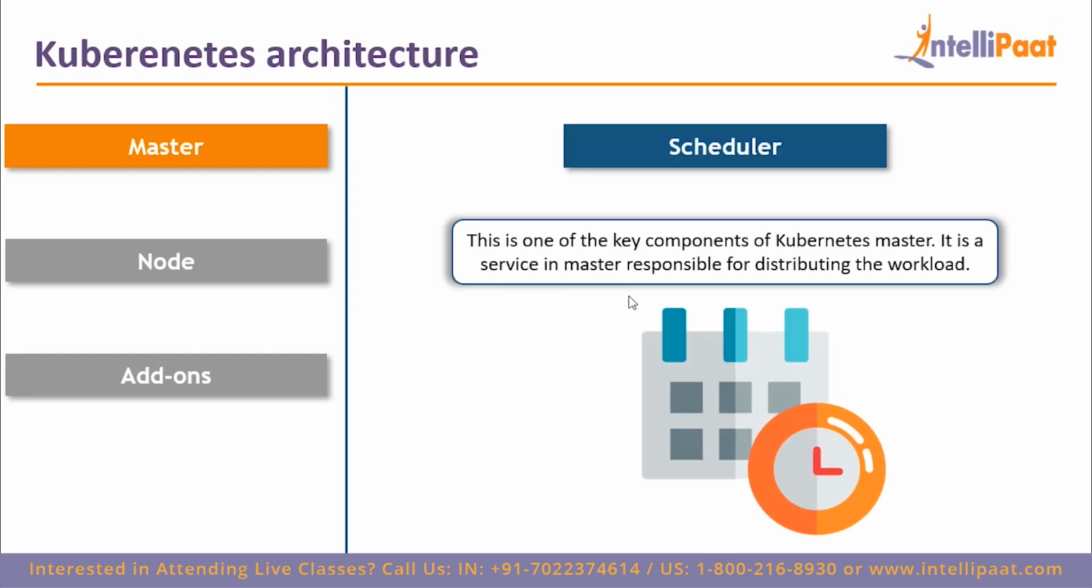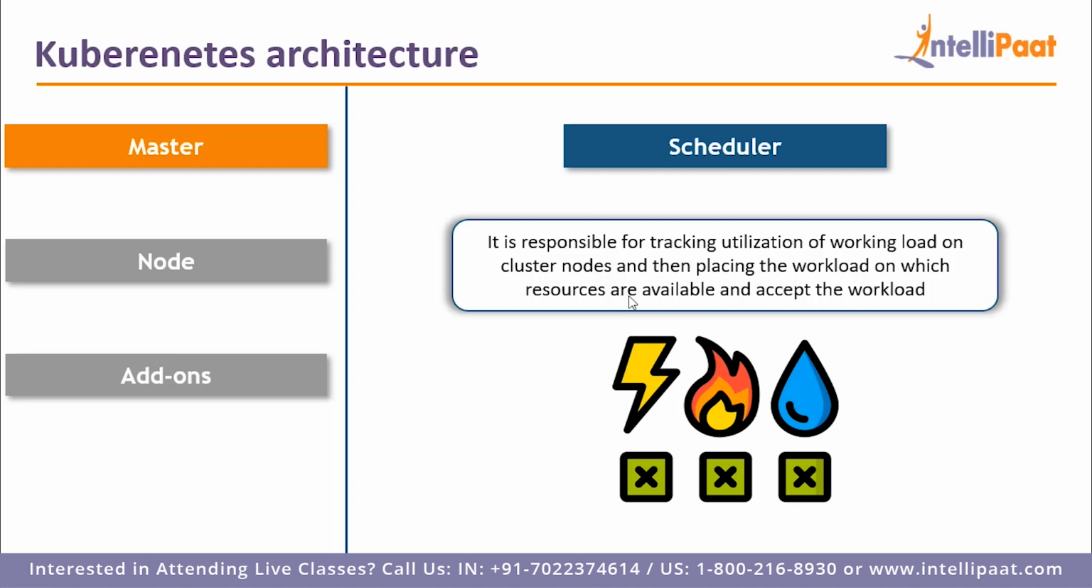Now moving forward, we have a scheduler. Now scheduler is again a very key component of master. It is responsible for distributing the workload. So if you have a lot of workload, its job is to schedule it and distribute it. It is also responsible for tracking utilization of the workload on cluster nodes, then placing the workloads on which resources are available, and then accepting the workload. So it'll look at the resources that are available, and then it's responsible for distributing it and tracking the utilization of whatever resources we have, right?